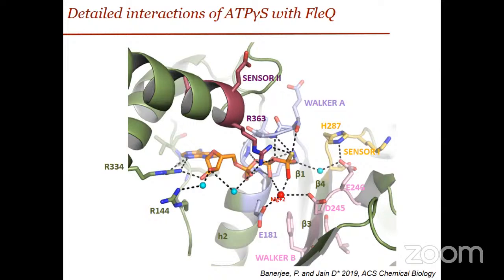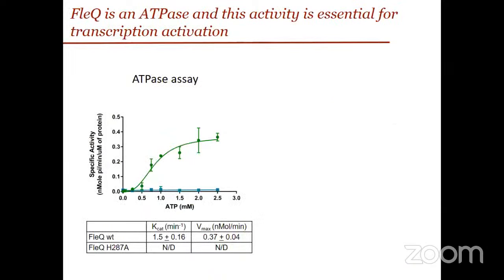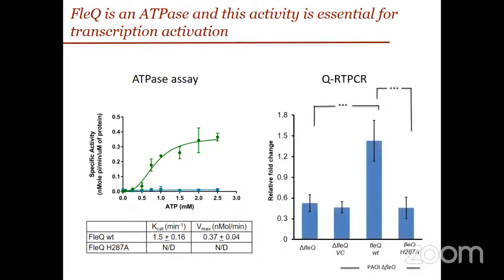Next, there is a sensor 1 histidine. We mutated this single amino acid to alanine. We did Michaelis-Menten kinetics for ATPase activity. We see the wild type enzyme has ATPase activity. However, if you make a single point mutation in sensor 1, ATPase activity is completely lost, based on the crystal structure. Next, we also performed qRT-PCR. We took the delta fleQ strain of the bacteria. There is no transcription activation of flagellar genes. We are looking at flagellar gene expression over here.